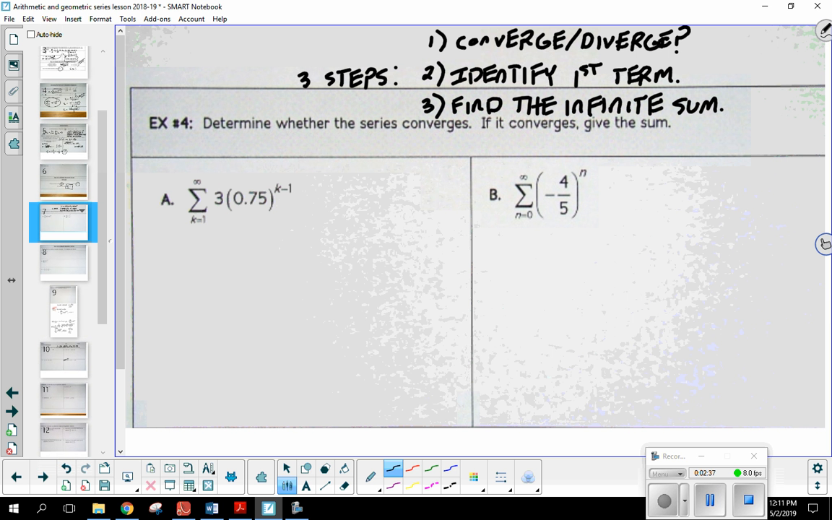Excuse me. Well, let's take a look at example 4. And actually, we don't have a whole lot of problems left on our notes, and we'll be done today.